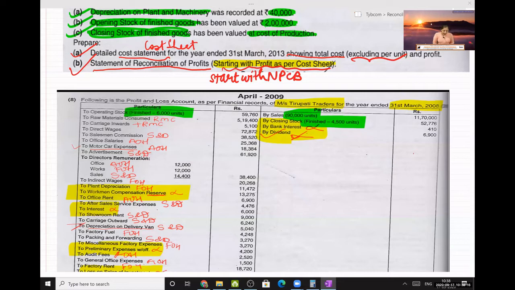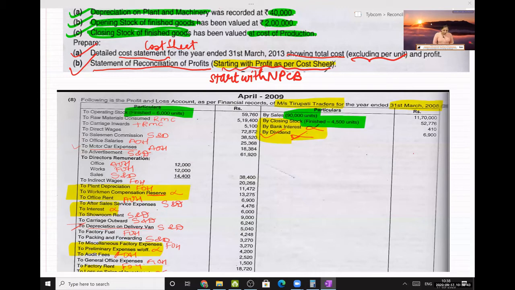Advertisement, selling and distribution. Directors remuneration: office will go to admin, works will go to factory, sales will go to selling and distribution. Indirect wages will go to factory overheads. Plant depreciation, factory. Workmen compensation reserves. Reserves are what? Money kept aside out of profits. So not allowed in cost sheet. Okay, it's a non-cost item. So see, I put a cross.